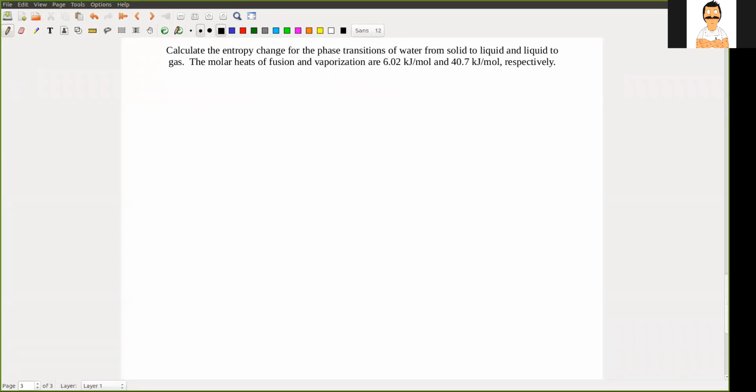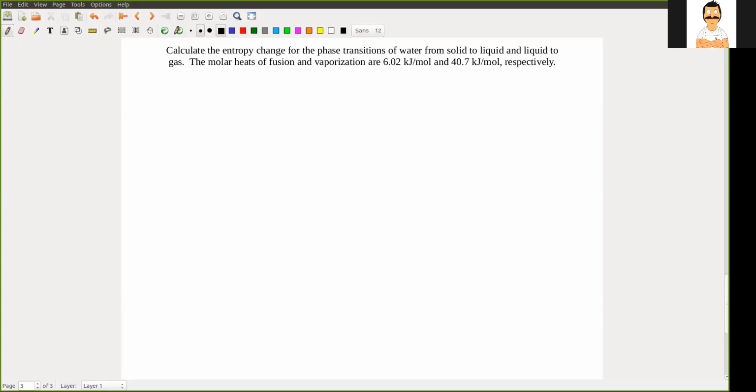Today we're looking at the entropy change in phase transitions. In this case, we're looking at water going from a solid to a liquid and then from a liquid to a gas. These are the kinds of steps that you'll need to do. You'll need to calculate on a test or quiz or homework.